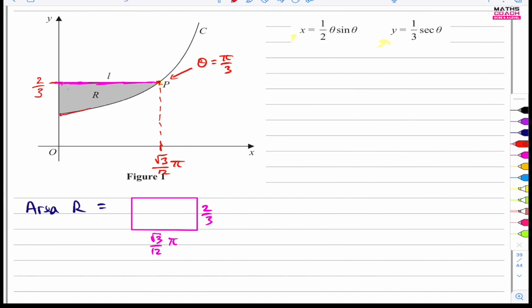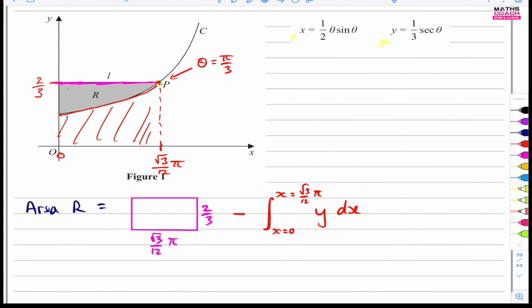So that's the area of the rectangle, and then if we now look at the area underneath the curve, the area underneath the curve is this white region here. It will be given as the integration from x equals 0, which is here, to x equals root 3 over 12 pi of y dx. So that's the integration given in Cartesian form. To work out the area underneath the curve, we just integrate y with respect to x, and we minus that from the rectangle, giving you the area of region R.